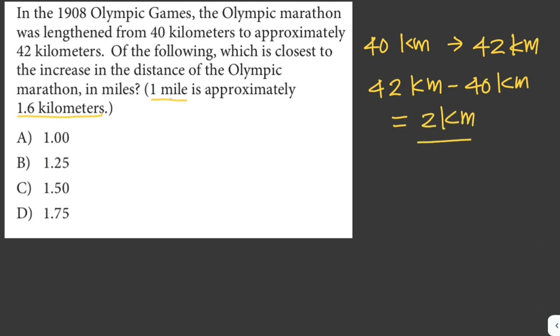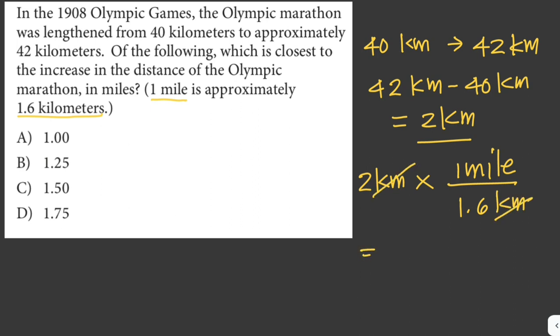And now we need to convert that into miles. So 2 kilometers times 1 mile, which is just equal to 1.6 kilometers. So this is just equal to 1.25 miles.